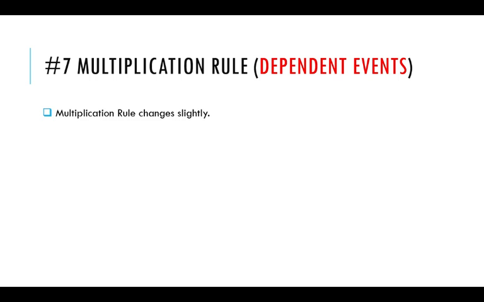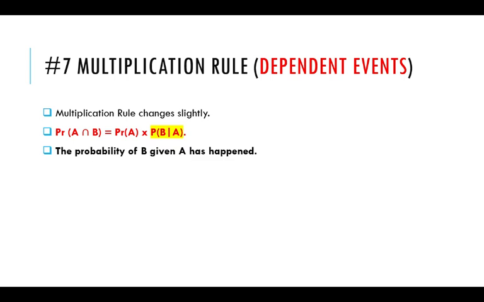The multiplication rule changes just slightly, but here's the thing, guys. It's not really a new rule. It's just a slight alteration. It's pretty much the same thing as 5 with an alteration. The rule here for dependent events is that the probability of A intersection B, of A and B, is the probability of A multiplied by the probability of B given A. That part in yellow has changed just slightly. So I need to look at the probability of B given A's happened because of the dependency.